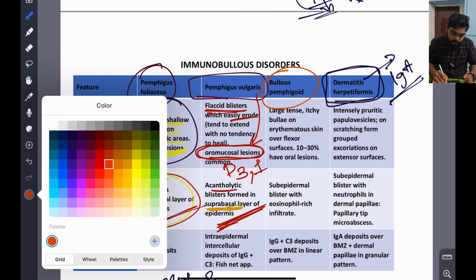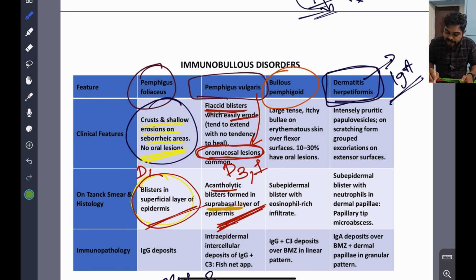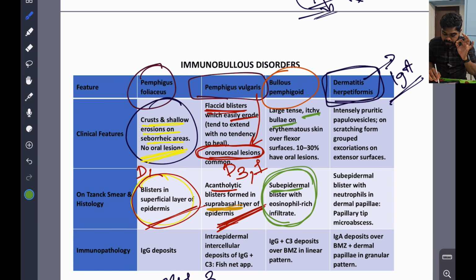So what is bullous pemphigoid? This is a tense, itchy bulla, an itchy bulla with an erythematous base on the skin, over the flexors and so on. Here, subepidermal blisters with an eosinophil-rich infiltrate. The split is subepidermal, but in pemphigus vulgaris it is suprabasal. In pemphigus foliaceus it is the superficial layer of the epidermis. This will come back. Here, IgG and C3 are there. We will see that. Clear?